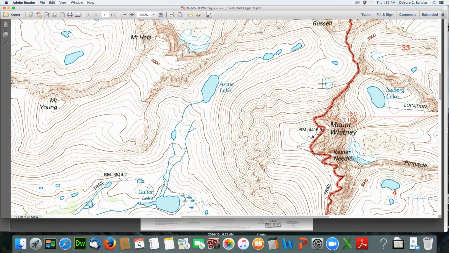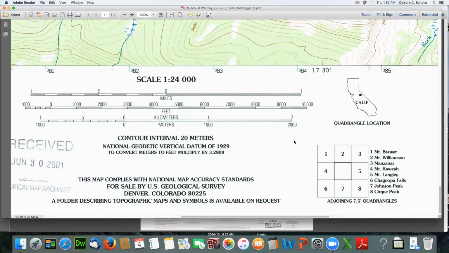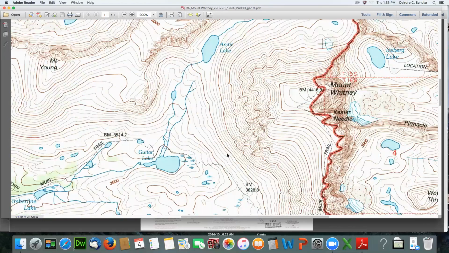If you wanted to determine the elevation in feet, what do you need to do? Remember that the map maker makes it really easy for us and tells us that to convert meters to feet, we multiply by 3.2808. So if we multiply the elevation of Mount Whitney in meters by 3.2808 feet per meter, we will get the total elevation of Mount Whitney in units of feet. So make sure that you can do that.